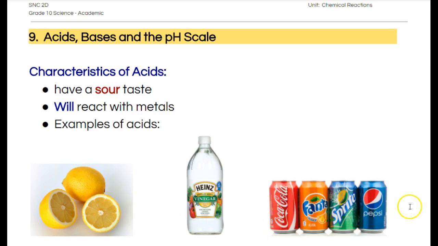And some pop. I'm going to see what I can do about getting a can of pop. We'll do a little experiment: put a nail into a can of pop and see what happens to it after a day or so. The reason we should expect to see something is that acids should be able to react with metals. So if Coca-Cola or Sprite or Pepsi are indeed acids, then they should be able to react with a metal such as an iron nail. What they all have in common is that sour taste and that they will react with metals.